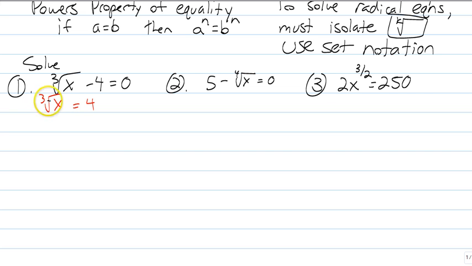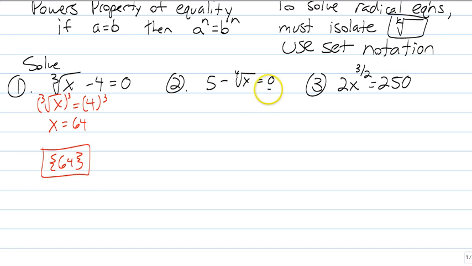To undo a cube root, you raise both sides to the third power. So you get x is equal to 64. Real quick, just double check. I could plug 64 in here. You could take the cube root of it. It works. There's no problem there. So my final answer is 64.